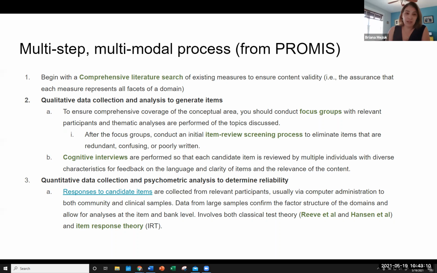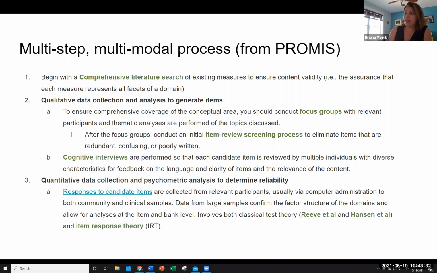The first thing is you need to do a comprehensive literature search so you can understand that construct. Because like I said at the very beginning, if, for example, there's an element of depression that's relevant to men and not women, or vice versa, you need to know that from the very beginning, so that when you're creating your new measure of depression, you've got all elements of that construct covered.